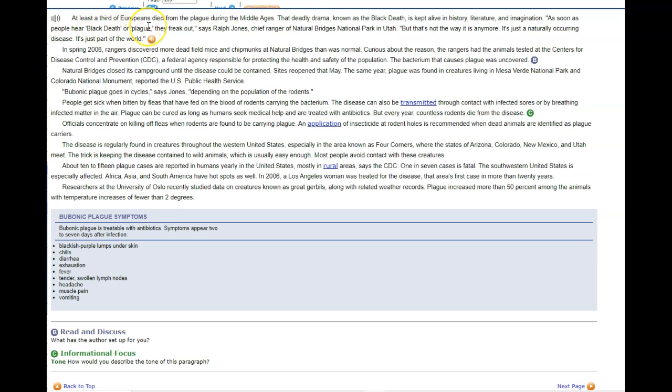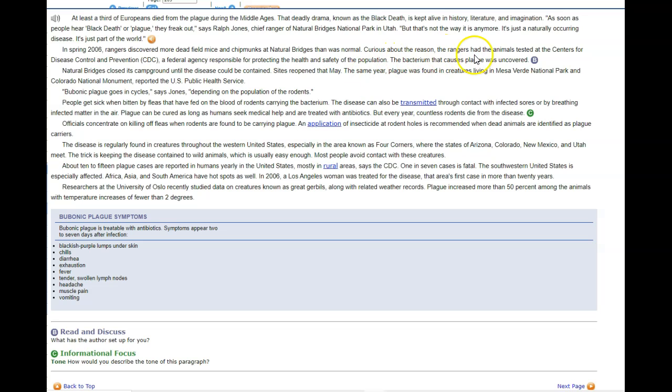At least a third of Europeans died from the plague during the Middle Ages. That deadly drama, known as the Black Death, is kept alive in history, literature, and imagination. "As soon as people hear Black Death or plague, they freak out," said Ralph Jones, Chief Ranger of Natural Bridges National Park in Utah. "But that's not the way it is anymore. It's just a naturally occurring disease. It's just part of the world." In spring 2006, rangers discovered more dead field mice and chipmunks at Natural Bridges than was normal.